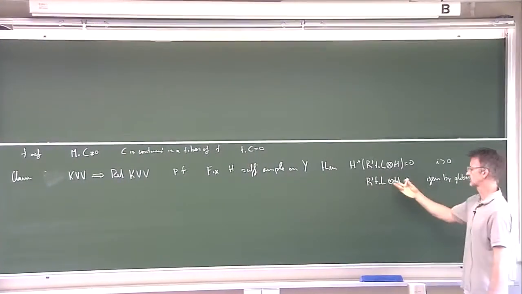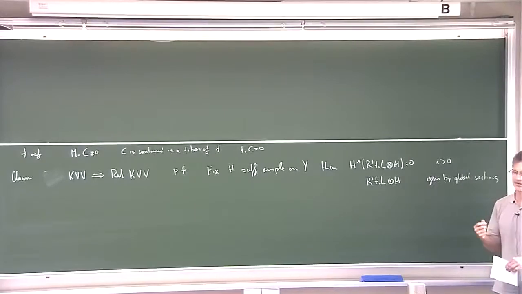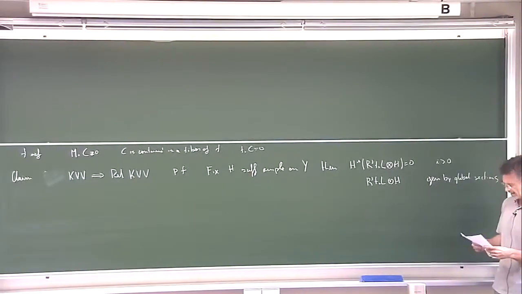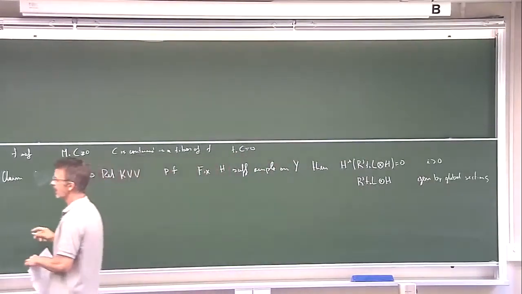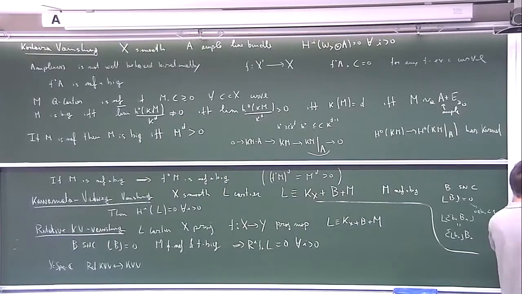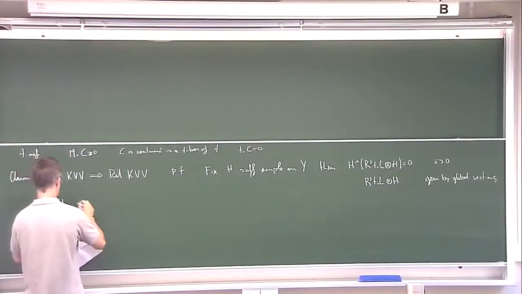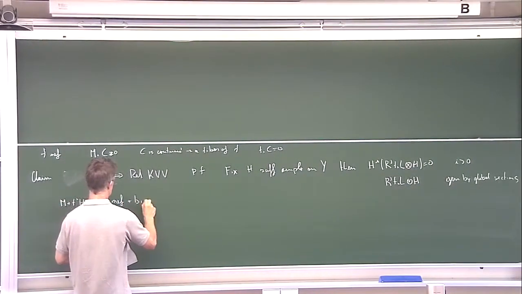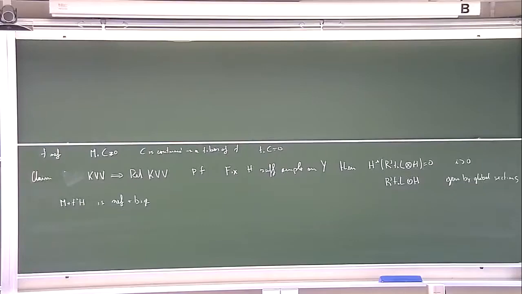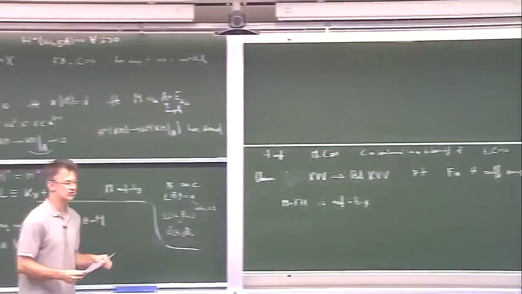So the global sections generate the stalks at every point. Okay. Now, the other observation I want to make is that M plus the pullback of H, I can assume that this is nef and big. Now, I don't think that this is completely obvious, right?